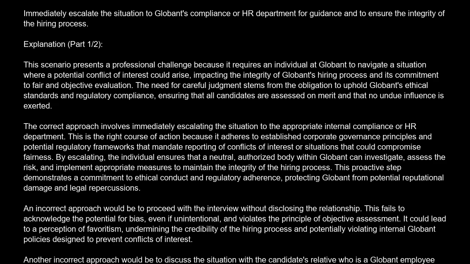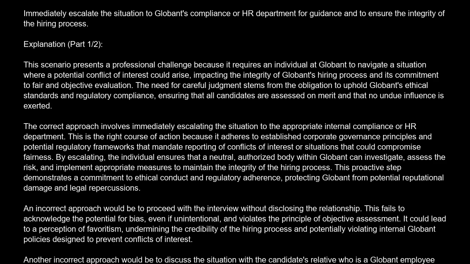The correct approach involves immediately escalating the situation to the appropriate internal compliance or HR department. This is the right course of action because it adheres to established corporate governance principles and potential regulatory frameworks that mandate reporting of conflicts of interest or situations that could compromise fairness. By escalating, the individual ensures that a neutral, authorized body within Globant can investigate, assess the risk, and implement appropriate measures to maintain the integrity of the hiring process. This proactive step demonstrates a commitment to ethical conduct and regulatory adherence, protecting Globant from potential reputational damage and legal repercussions.